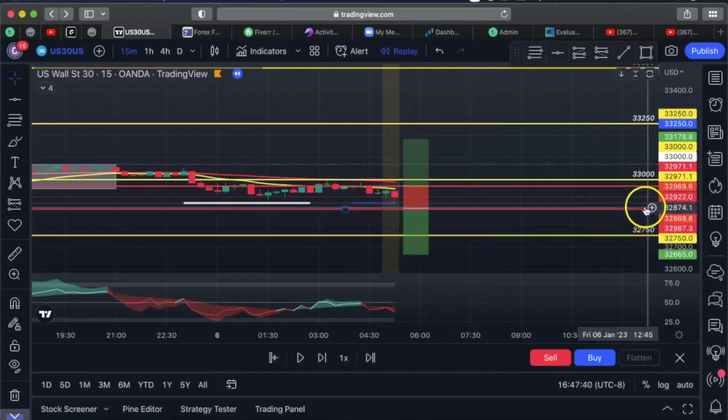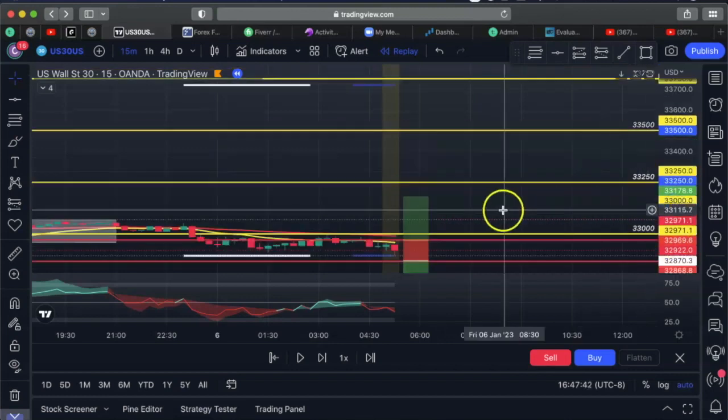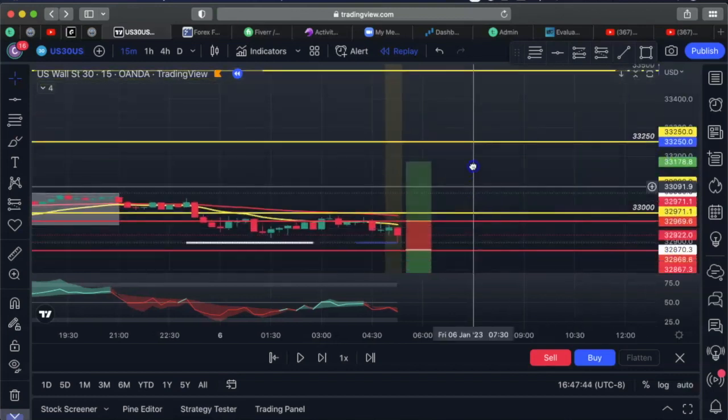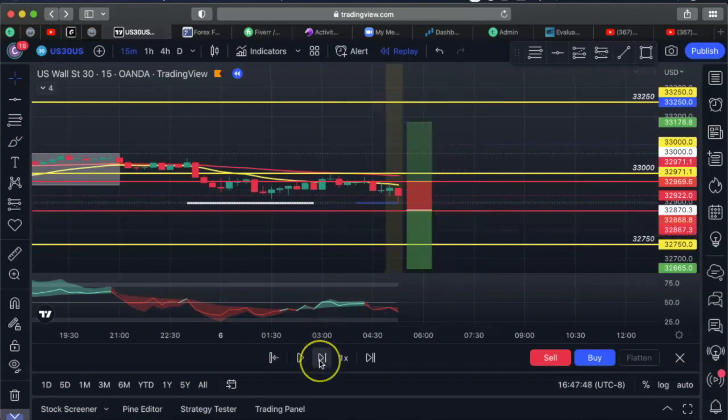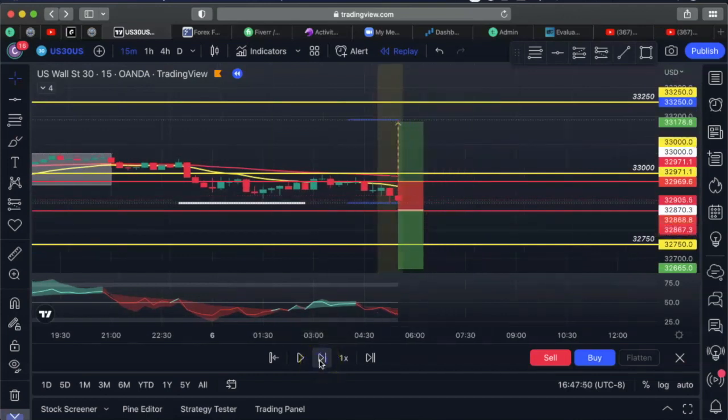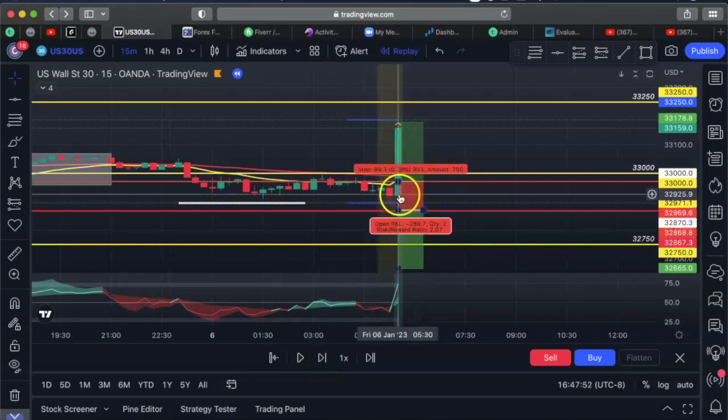So we're going to play it back. Obviously, we know what happens, but let's see where the drawdown's at exactly for this trade and if it hit our TP. Okay, so news comes out, boom. We can see that the drawdown is very minimal.